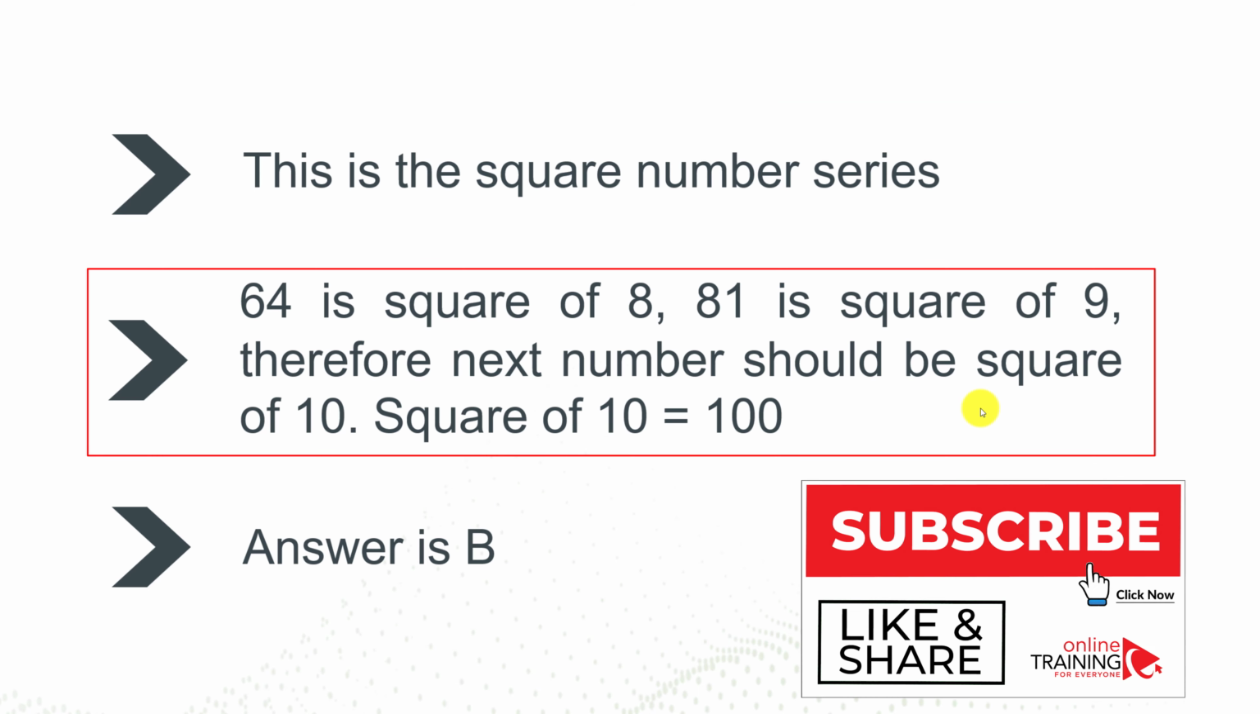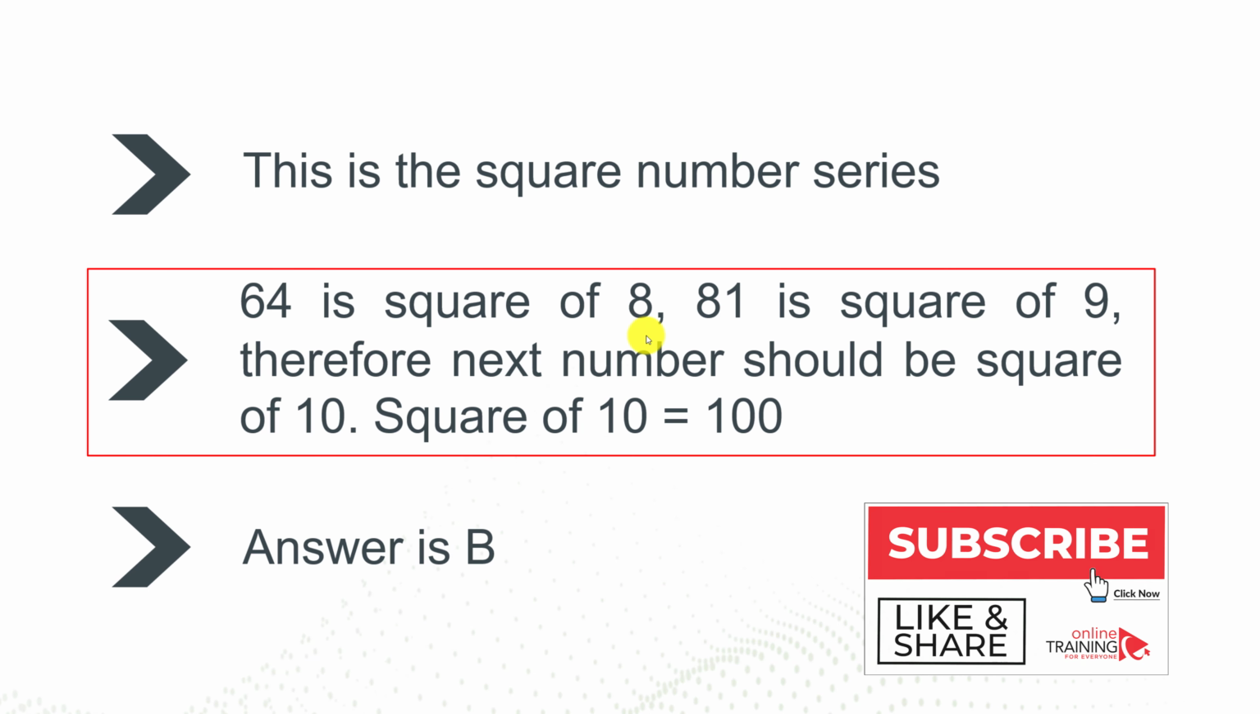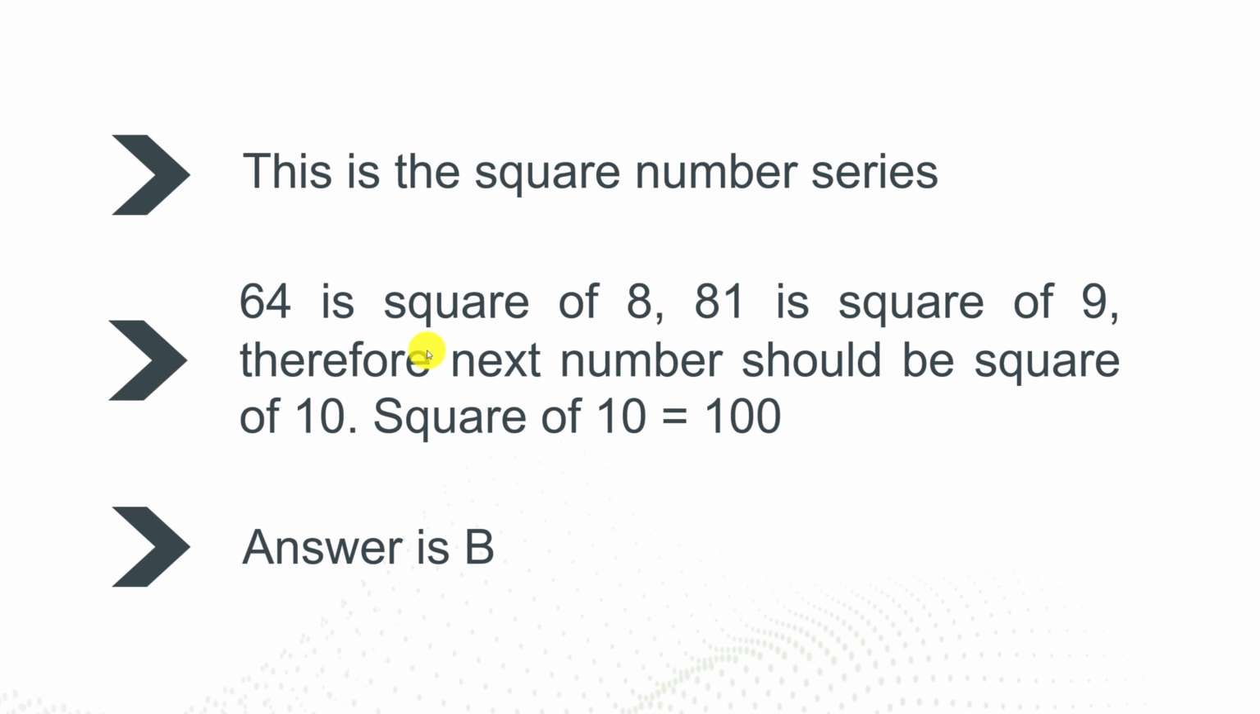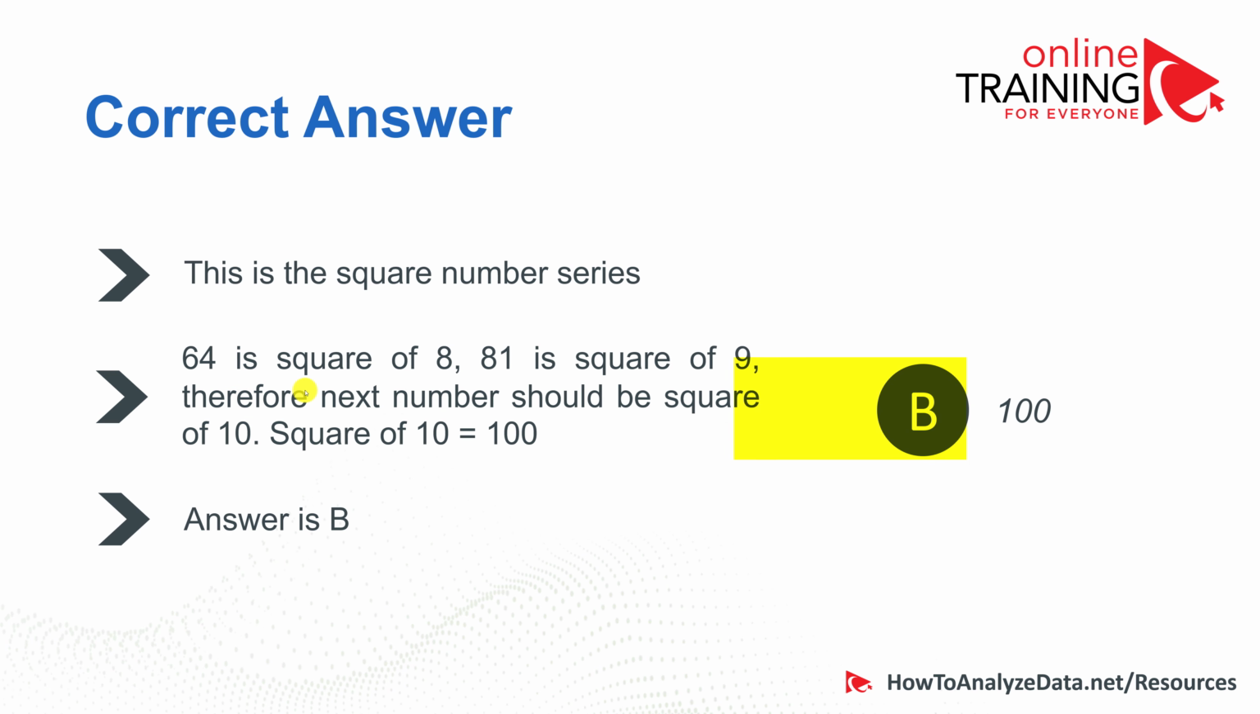64 is the square of 8, 81 is the square of 9, and therefore the next number would be the square of 10. And the square of 10 is 100. So the correct choice is B, 100.